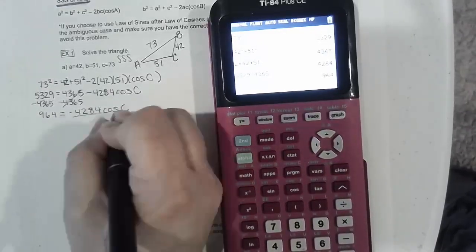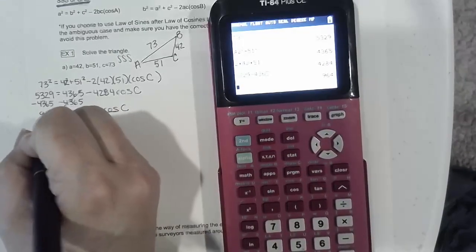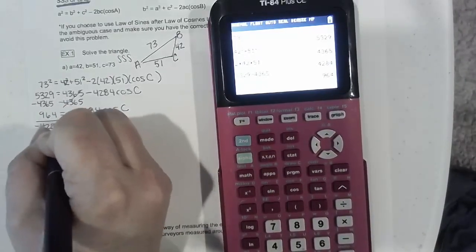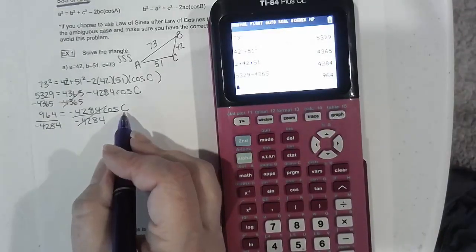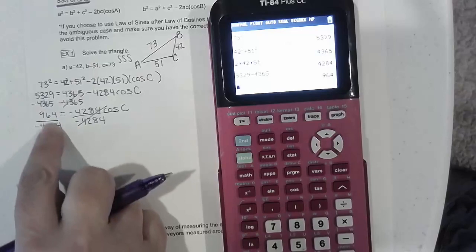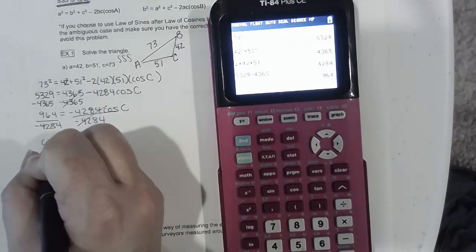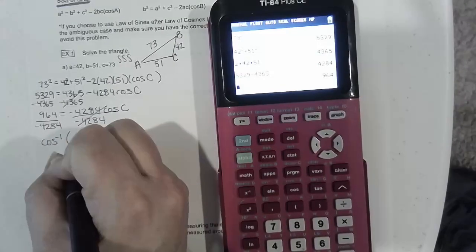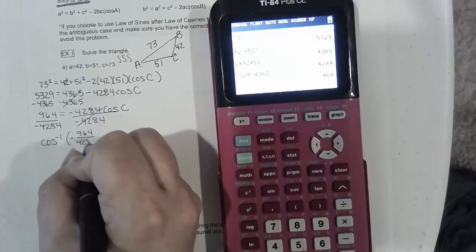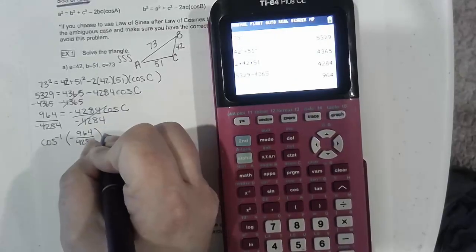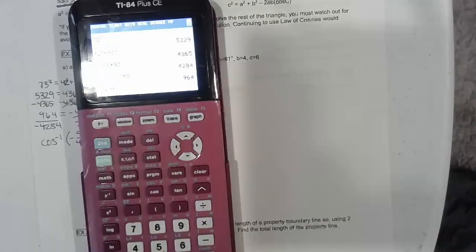So divide. And that's going to give me cosine of C alone. So I don't have to reduce this or get a decimal or anything. I can put that into my calculator as is, because I know I'm going to need to use inverse cosine. So inverse cosine of 964 over 4284 is going to give me angle C. So type that in.